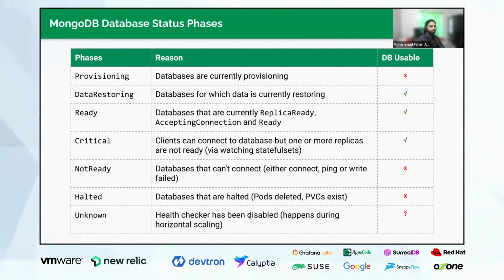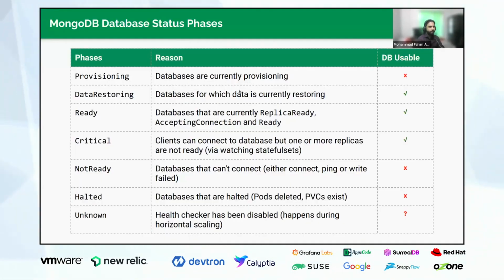Then there is an unknown phase, when the operator doesn't know what's happening to the database. We don't actually know if the database is usable or not. You can use it or not, but we don't know that. So these are the phases that KubeDB supports.